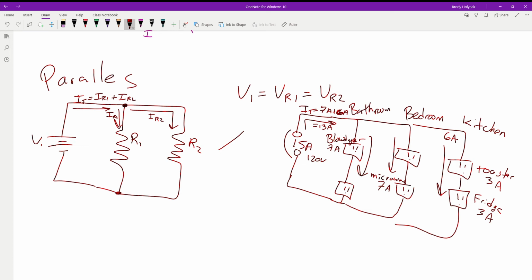Another way you can do it is you get a trouble light, some sort of light, you plug it into an outlet, and you just start flipping breakers until it shuts off. That method sucks, especially when you've got 30 breakers in your house.